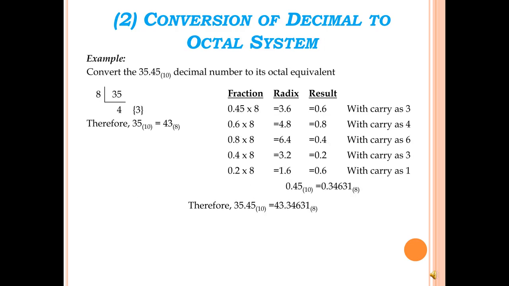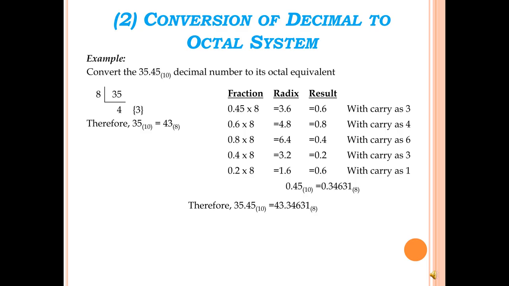Now, next comes the conversion of decimal to octal number. It's one of the interesting parts. We have one example: convert the 35.45 base 10 decimal number to its octal equivalent. The same way we did the conversion to binary, we will do the same in octal. But in binary we used the number 2. Here we will use the number 8.